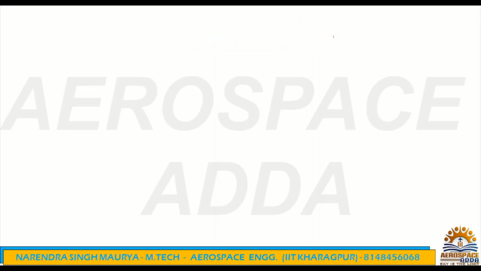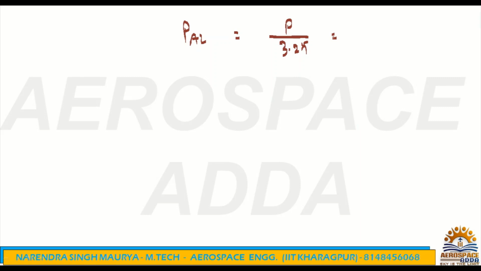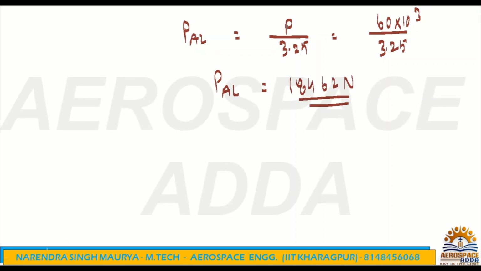What is the total load applied? It is 60 kilonewton, right? So 60 divided by 3.25. If you calculate the load shared by the aluminum, because it's 60 kilonewton, 60 into 10 power 3, divided by 3.25, gives 18.46 into 10 power 3. So this value is approximately 18462 Newton. This is the load shared by the aluminum.